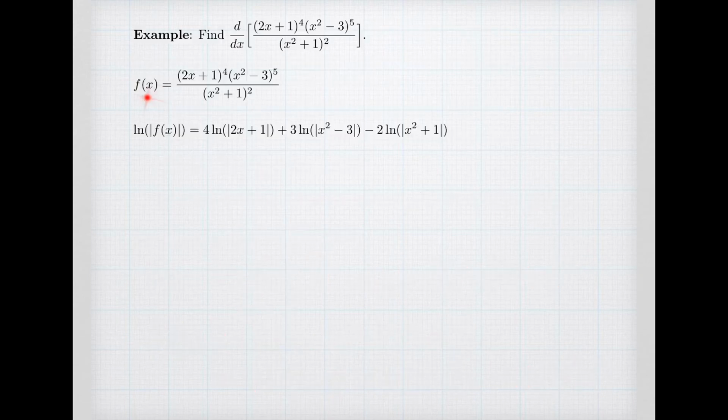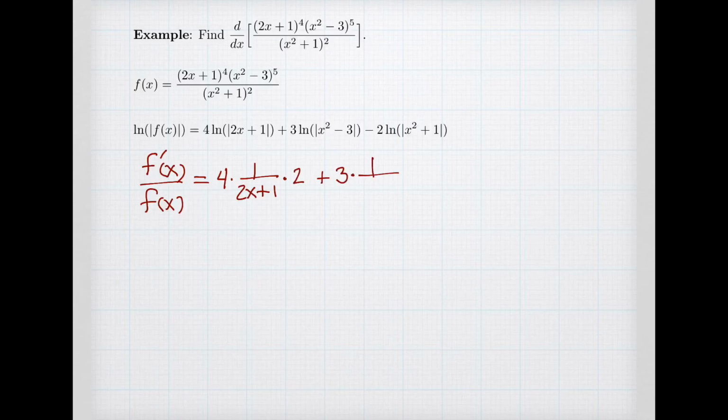Okay. So we have our function. We've calculated an expanded version of the logarithm of the absolute value of my function, and we're now ready to calculate the derivative. The derivative of the logarithm of the absolute value of a formula is always equal to the derivative of the formula divided by the original formula. On the right-hand side, we've rewritten the logarithm of the absolute value of f as the sum of 3 terms. And so we can write the derivative as the sum of the individual derivatives. So I get the first term, a constant of 4, 1 over the input, 1 over 2x plus 1, times the derivative of its input, 2. The second term I get a constant of 3, 1 over x squared minus 3 is the derivative, times the derivative of the inside, 2x. And the third term I get minus 2 times 1 over x squared plus 1 times 2x.